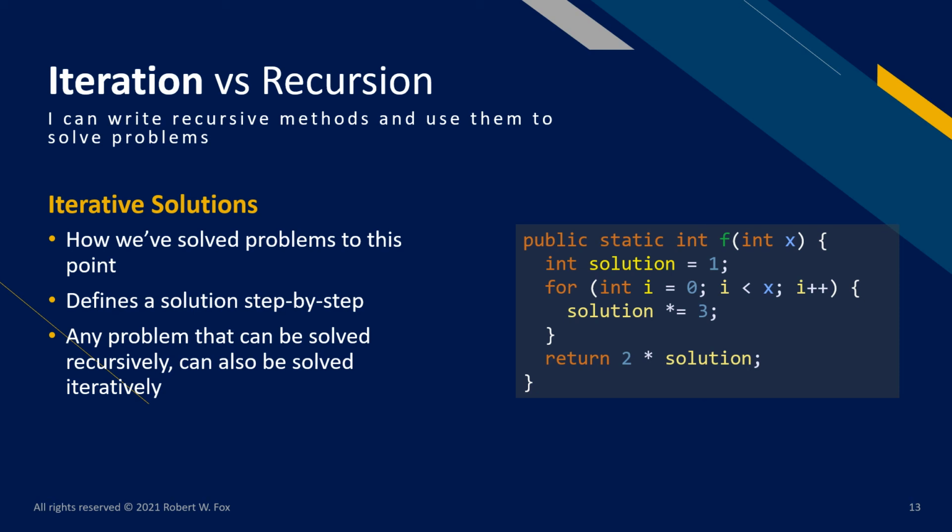Basically, iterative solutions define a problem in a step-by-step way. The code on the right produces the exact same output as the recursive function on the previous slide. However, the iterative approach uses a loop to repetitively multiply by 3, where in the recursive solution, the function called itself over and over to get that repetition. Now, any problem that can be solved recursively can also be solved iteratively. However, there are some problems where the recursive solution is much simpler to implement.